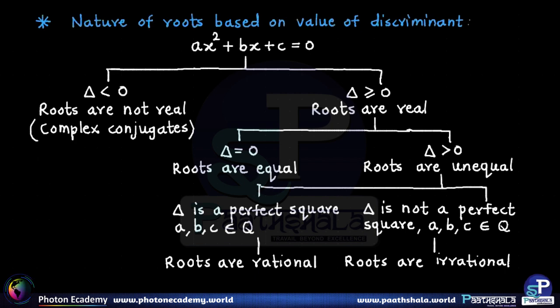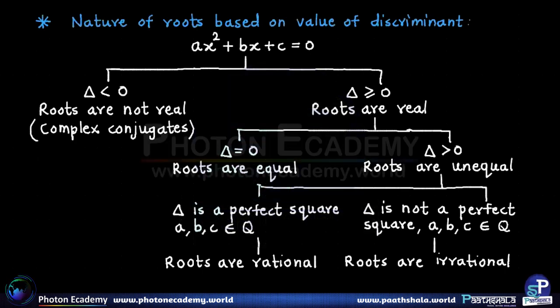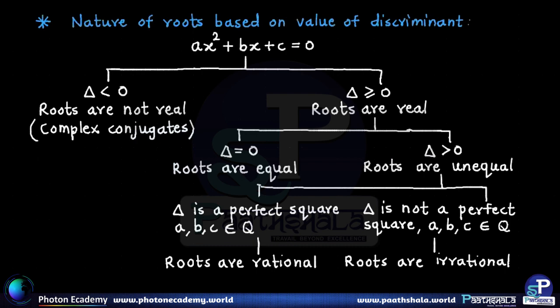Now there might be a further special case, that is if delta happens to be a perfect square and the coefficients a, b and c are rational numbers, then the roots also will be rational. Whereas if delta is not a perfect square and a, b and c are rational numbers, the roots will be irrational numbers.